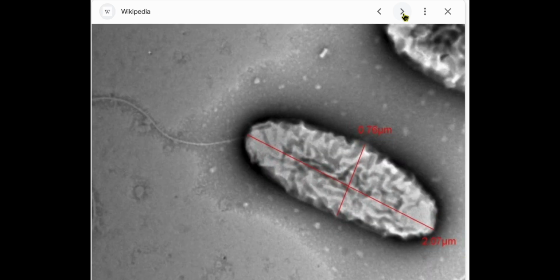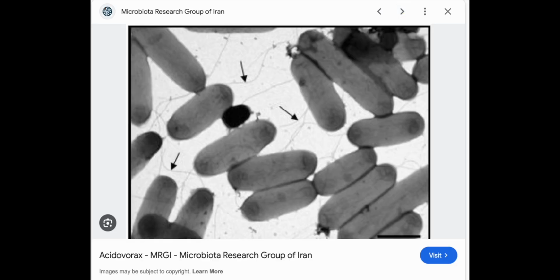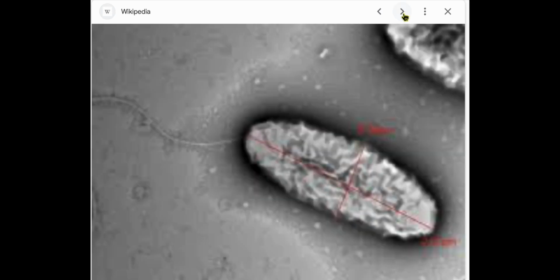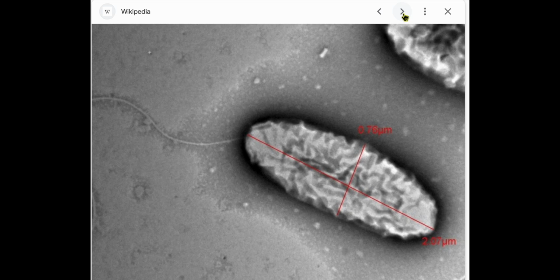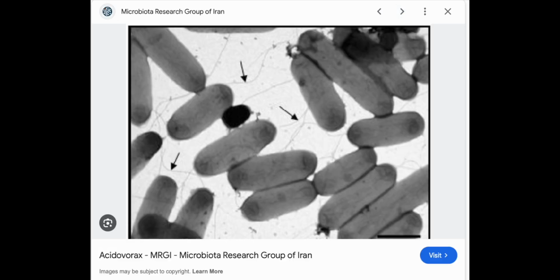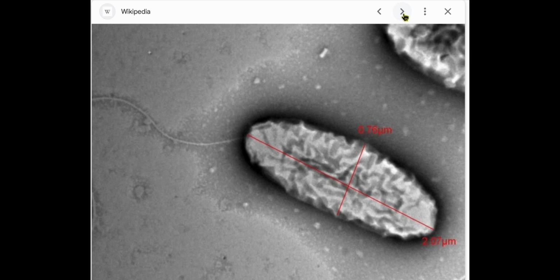Gram stain. Gram stain characteristics of Acidovorax. Acidovorax bacteria are identified as gram-negative when subjected to gram staining. This means they possess a thin peptidoglycan layer in their cell wall, which doesn't retain the crystal violet stain during the gram staining process. Instead, they take up the counterstain, safranin, appearing pink or red under the microscope.